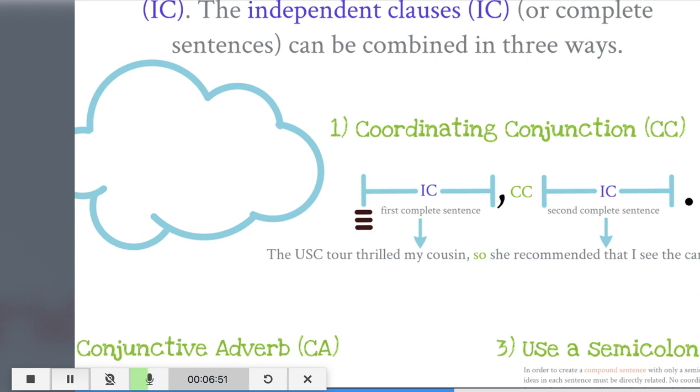Now, don't forget the importance of this comma. It's acting as a bridge, communicating to the reader, hey, there's a reason why this writer is connecting these two ideas. There's some sort of connection between the two.